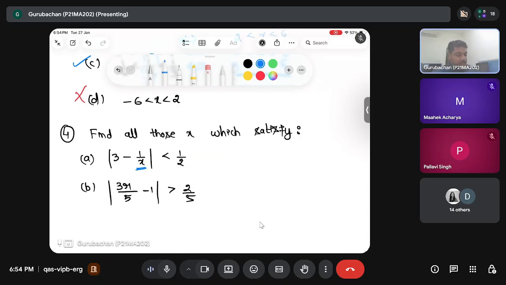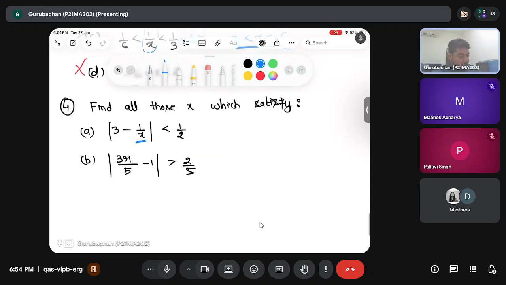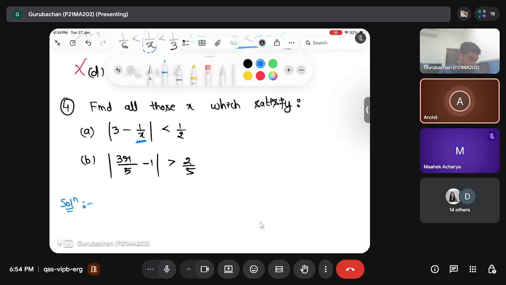Did anyone get anything? Sir, in the first, x belongs to phi. X belongs to phi, meaning no real number exists. Okay. Any other?